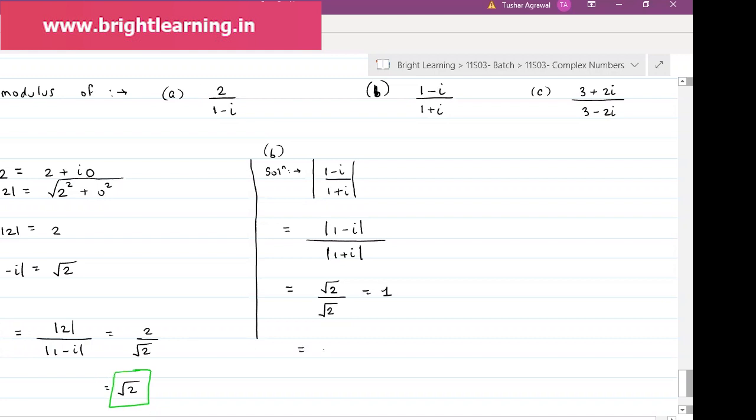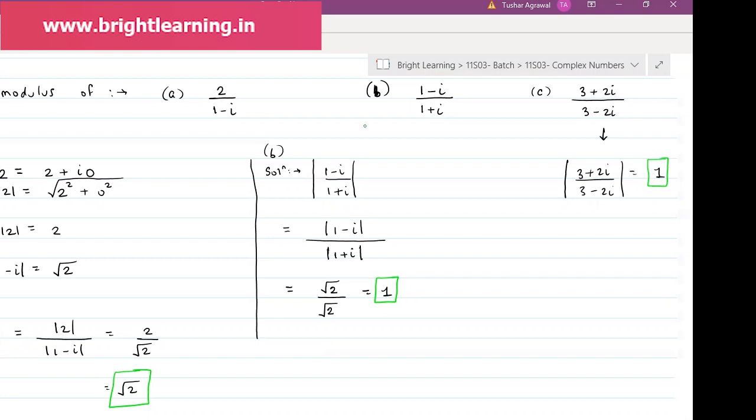Sir, the last answer is also 1. Yes, the last answer is also 1. Correct. Here also, the magnitude of (3 plus 2i) upon (3 minus 2i) will be 1. Clear, Afrin, Dhananjay? Yes, sir.